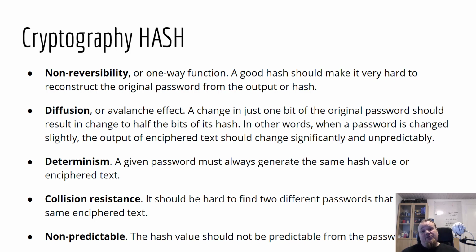Diffusion, also called the avalanche effect. Basically, it means that whenever you hash something, let's say you have a password called hello, which is really bad, but let's just assume you do. Then you change that password just slightly. Let's say instead of HELLO, you do HELLOO, so you have a double O at the end. Now, it's very important that if you do that, you will get a totally different result from the hashing function. So there's no way of guessing what the other hash is.